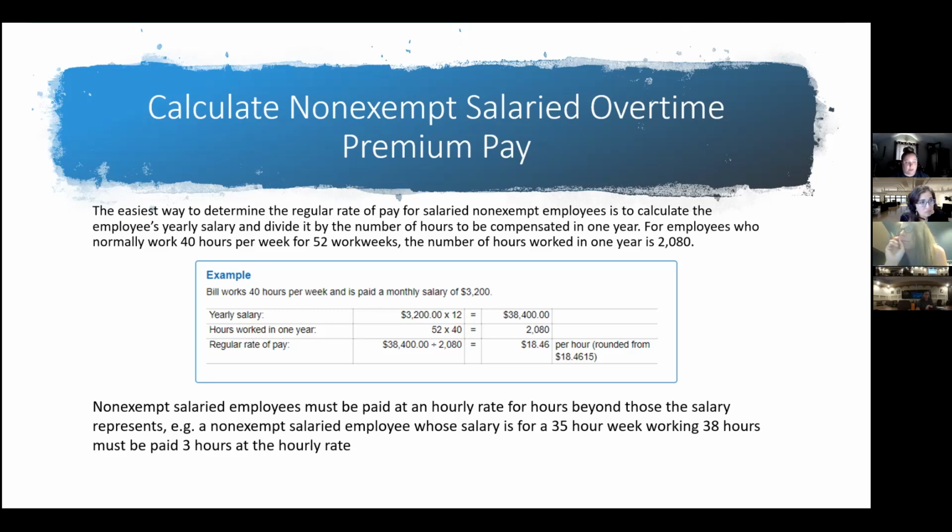He gets $3,200 per month. So we're going to multiply by 12 because there's 12 months in a year. So his annual salary is $38,400. In 1 year, Bill is scheduled to work 2,080 hours because he works 40 hours a week times 52 weeks in a year. That's an important number. If you don't know that number, that's a good one to keep memorized. So to figure out his regular rate of pay, we're going to take his annual salary and divide it by the 2,080 hours he's going to work in the year, and we get $18.46 per hour. Again, that is rounded. Does everybody know rounding rules? I should have asked that.